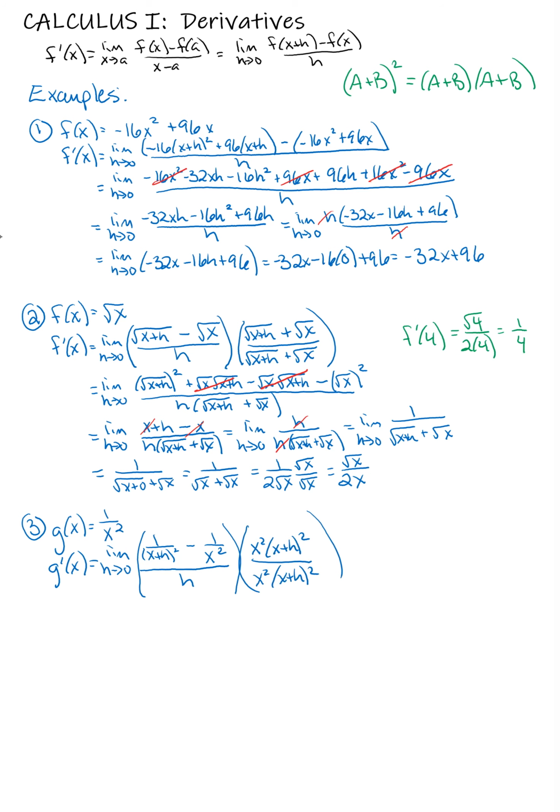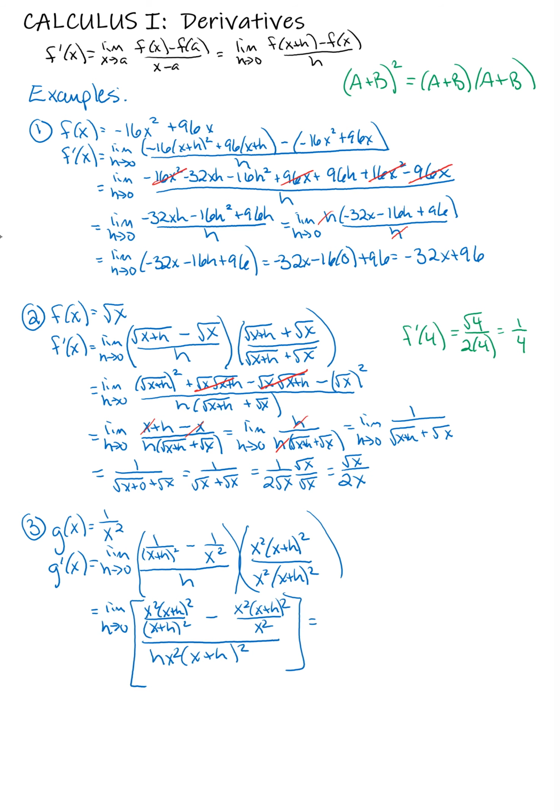So I'm going to, in the numerator, distribute. This bit gets distributed here and distributed there. So I'll go ahead and write it out so hopefully you can see what's going on. We've got x squared times x plus h quantity squared over x plus h squared minus x squared times x plus h quantity squared over x squared. That's in the numerator. In the denominator, we have h times x squared times x plus h quantity squared.